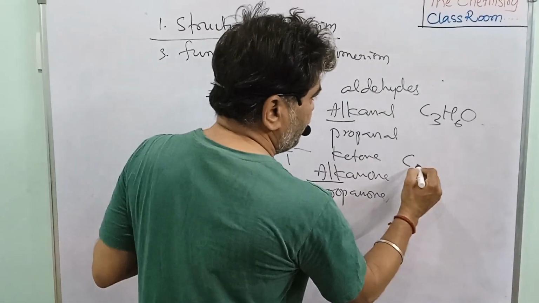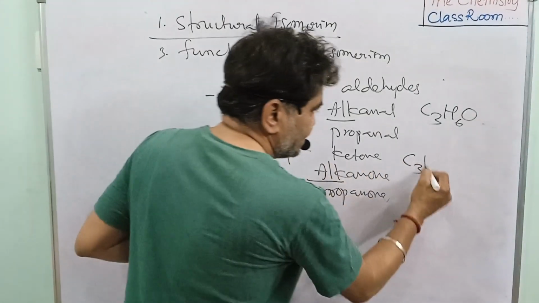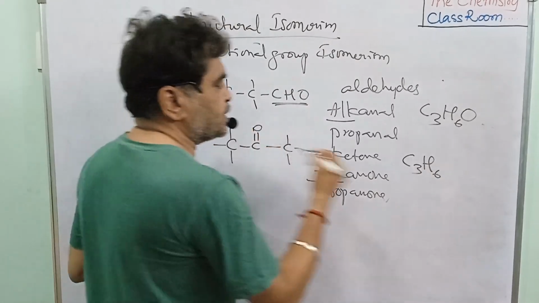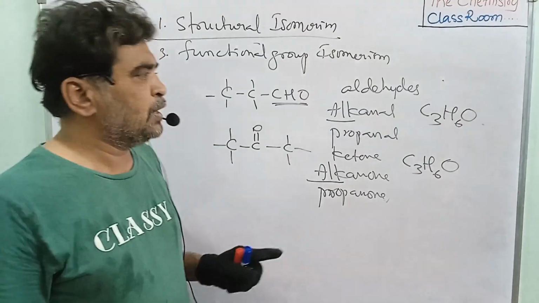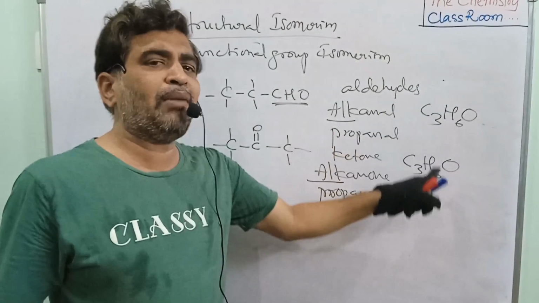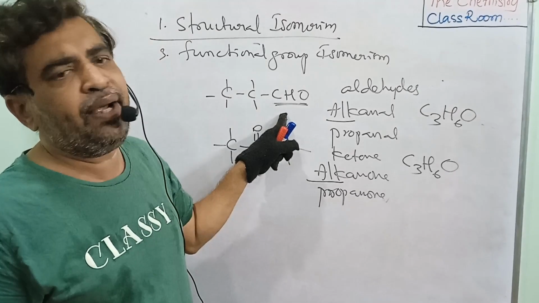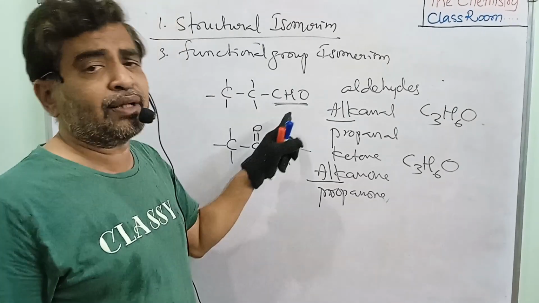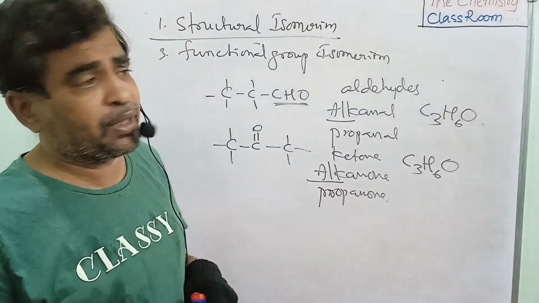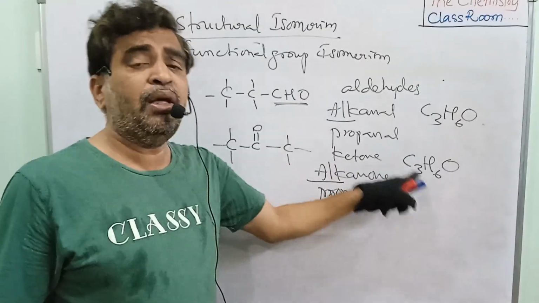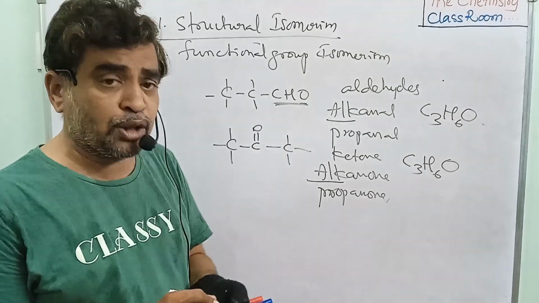In this compound, how many carbons do you have? 3 carbons. How many hydrogens? 6 hydrogens. And how many oxygens? Only 1 oxygen. That is C3H6O. So here the molecular formula is the same, but they differ in the functional group. Here it is an aldehyde and here it is a ketone. The functional group is different, so they belong to functional group isomerism. Molecular formula is the same, but they differ in the functional group. That's why it is functional group isomerism.